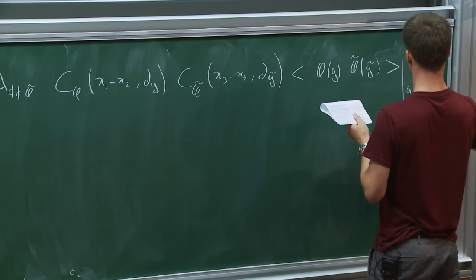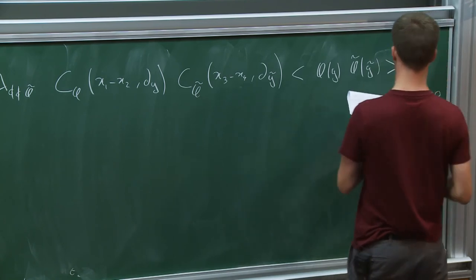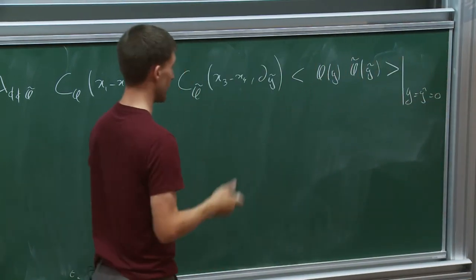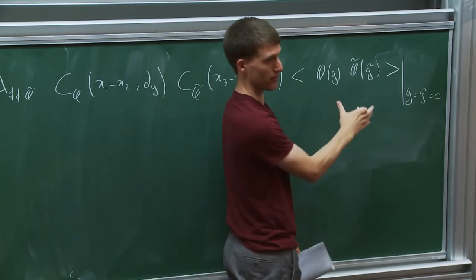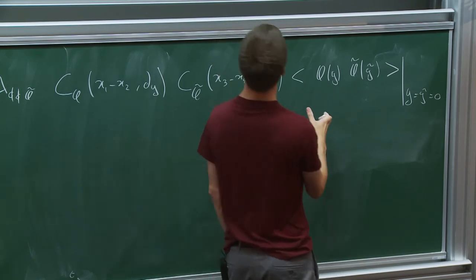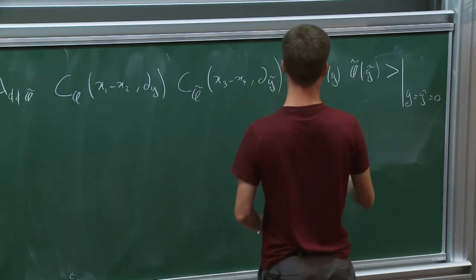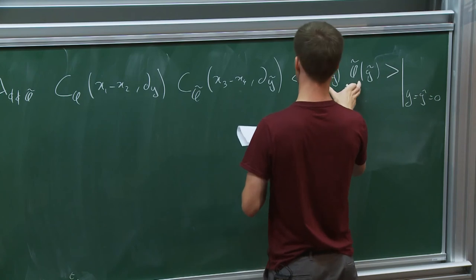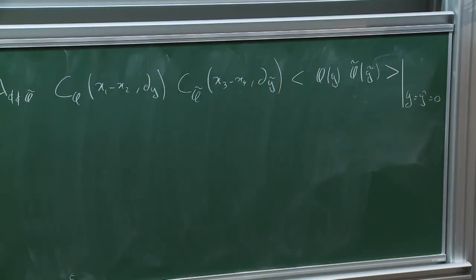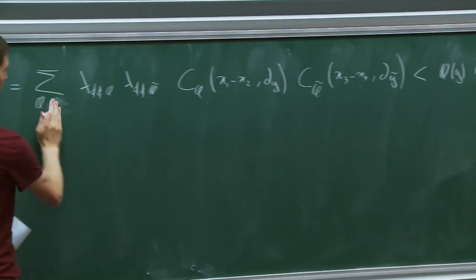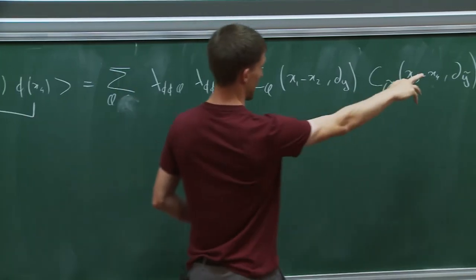And then we should set y equal to y tilde equal to 0. Now remember that two-point functions of primary operators can always be chosen diagonal. I can always choose my basis of local operators such that these are diagonal. So what that really means is that this double sum over primary operators is really just a single sum, because that thing is always diagonal.